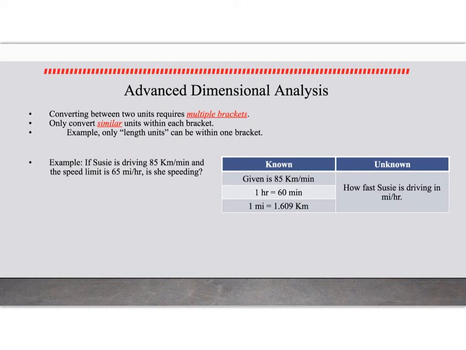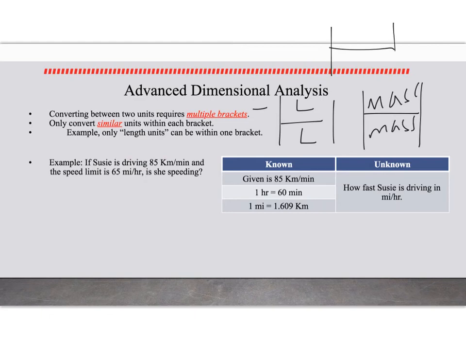All right, so now we're going to get to more advanced dimensional analysis where we're going to convert between 2 different units. So it might require multiple brackets. Only convert similar units within each bracket. That means within one bracket, if we have volume in liters, we can only use volume units. If we're also converting between different mass units, you can only have mass equivalents within one bracket. You cannot have anything going from a mass unit to a volume unit, for example. That can't happen at all whatsoever.